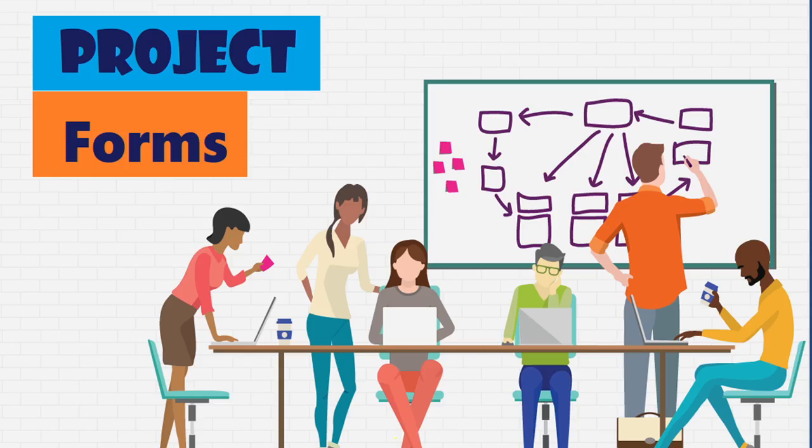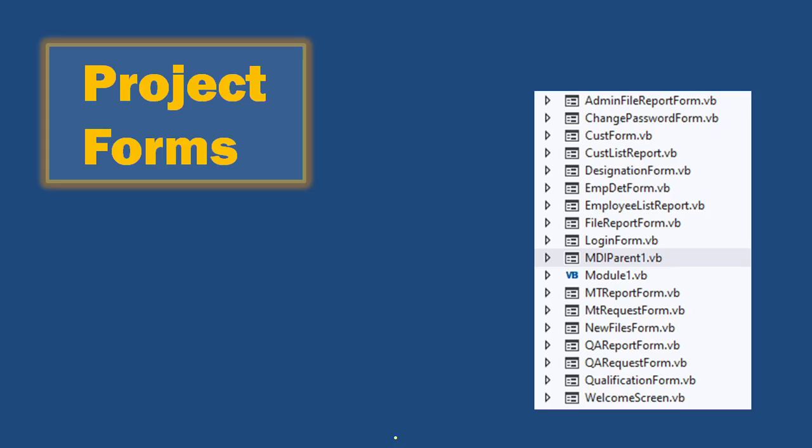Now let us look at the forms in this project. You can see that there are many forms in this. Basically these forms are divided into 3 parts: the admin part, the MT part and the QA part. Here you can see there is a QA part and there is an MT part, three parts actually.